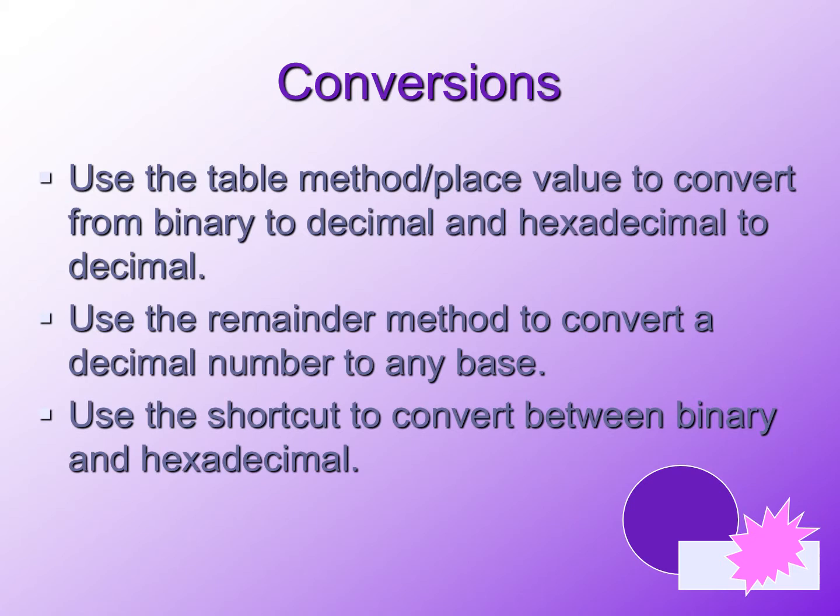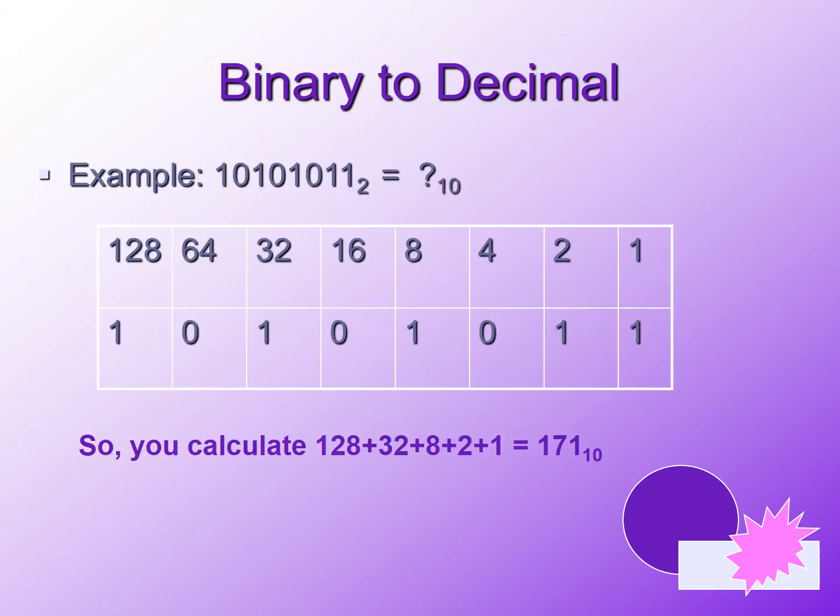Now let's convert. We've already done the table method by place value, and I really like that. But there is also the remainder method. I don't really care for that, but I'm going to show you how to use it. I don't think it's as fast as the table method, and I think, if I'm under pressure, I can add quicker and more accurately than I can divide. Just saying. I'm also going to show you a shortcut to convert between binary and decimal. I think you'll like that.